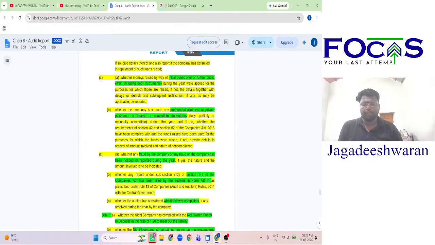So now we will go with point number 10. So 10th clause: whether money raised by way of initial public offer or further public offer, IPO or FPO, including debt instruments, during the year were applied for the purpose for which those are raised. If not, the details together with delays or default and subsequent rectification, if any, as may be applicable, be reported.